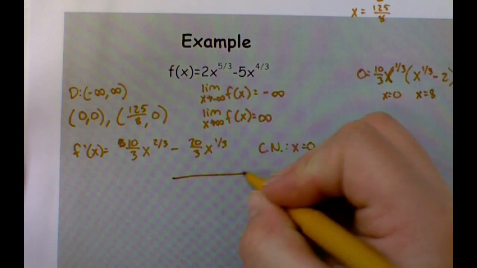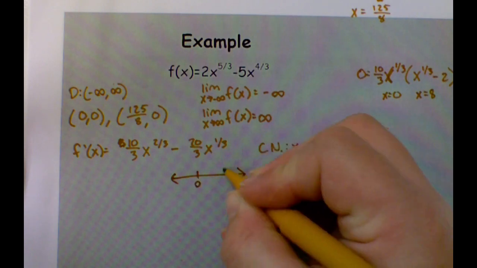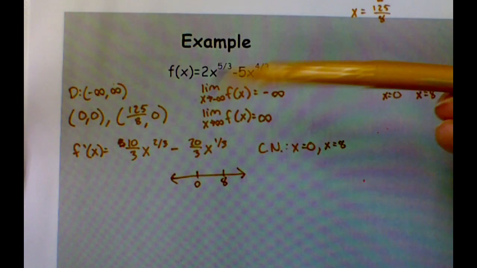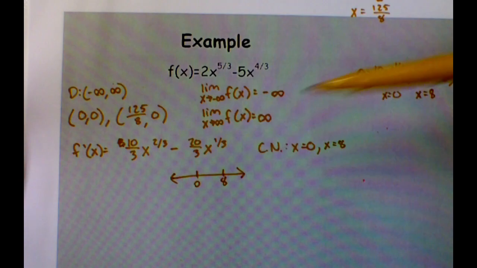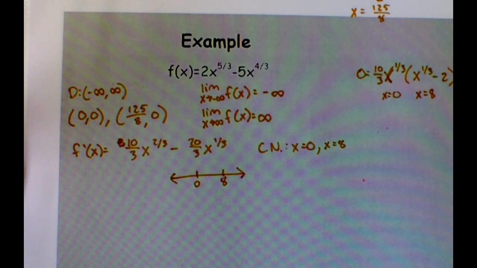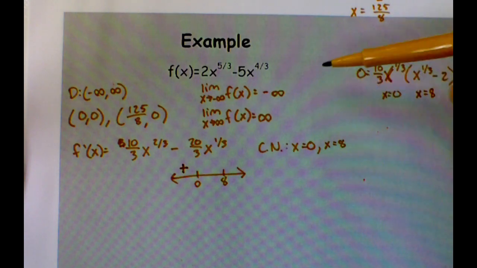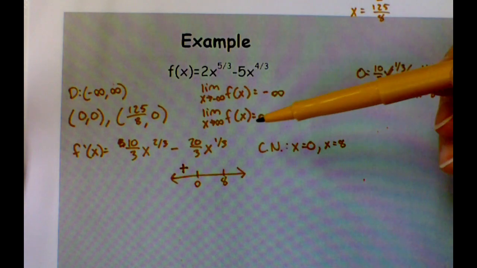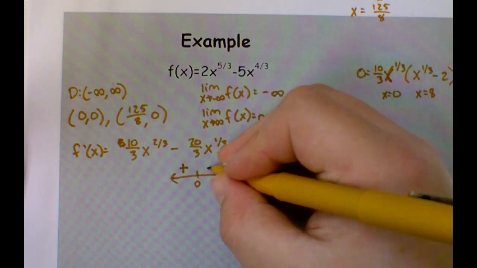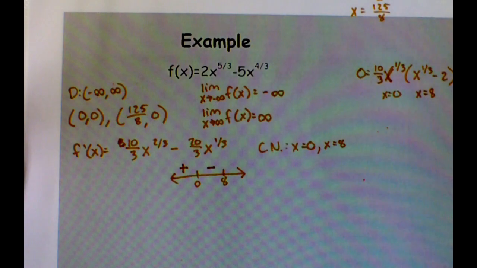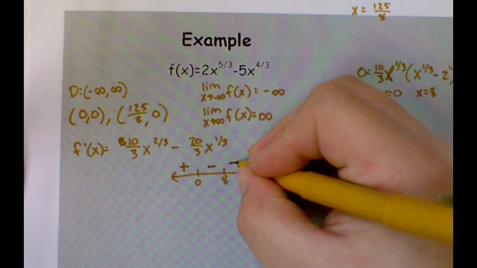If I set up my number line, my 0 and my 8, if I pick something less than 0 and plug it into my first derivative, I'm going to get a positive. If I plug in something between 0 and 8 to my first derivative, I'm actually going to get a negative. And something bigger than 8, I'm going to get a positive.